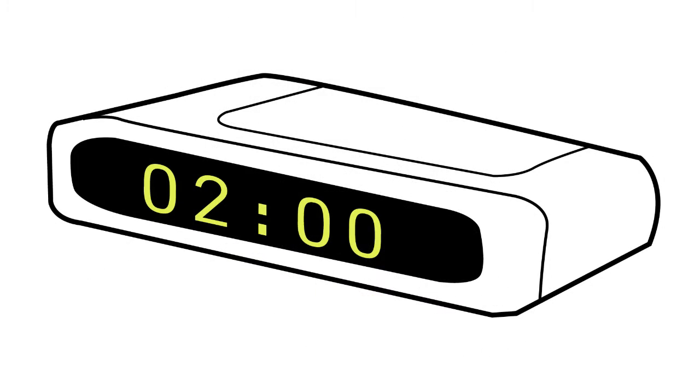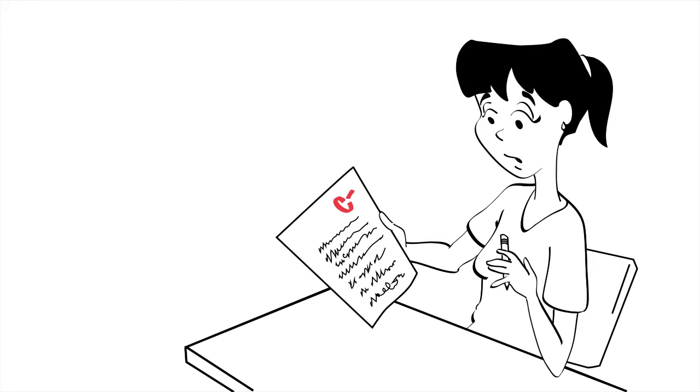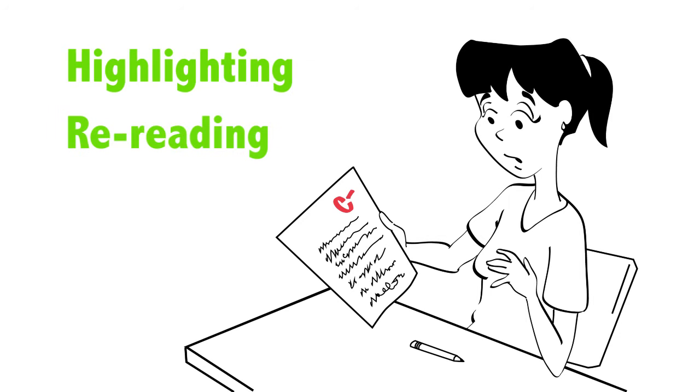It's almost 2 a.m. and her test is at 8 a.m. sharp. Unfortunately, Ruby does not do well in the exam because she has used two of the most common ineffective strategies for learning: highlighting and rereading.